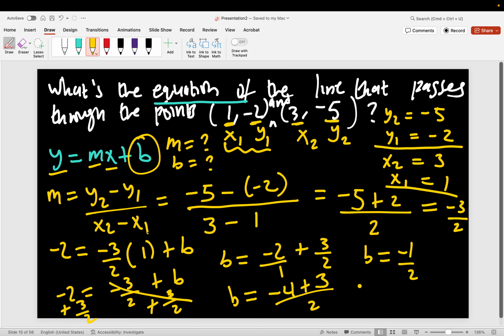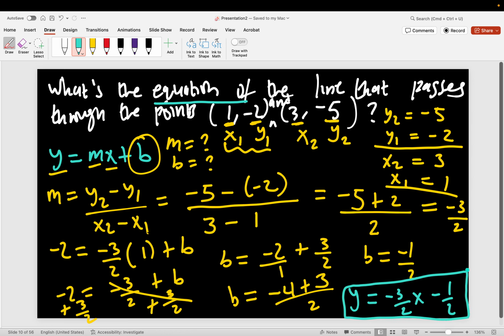So then the equation is going to be y equals, what's my m? I'm going to use a different color here. -3/2x plus my b, which is -1/2. So this is the equation of my line.